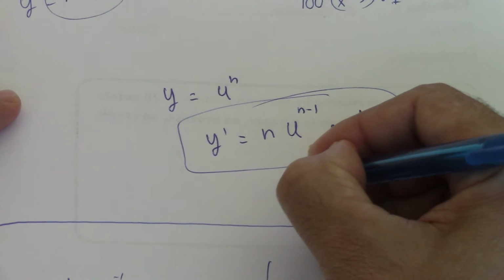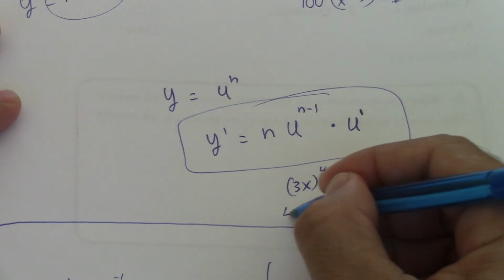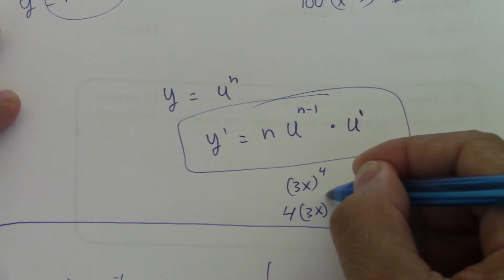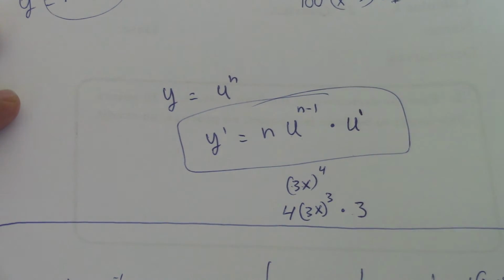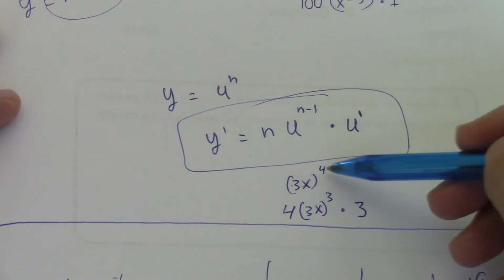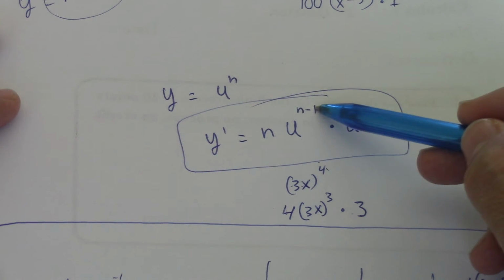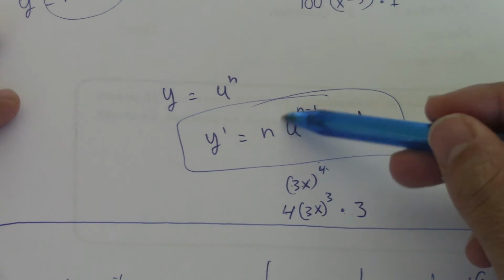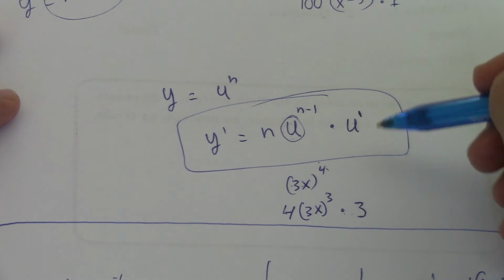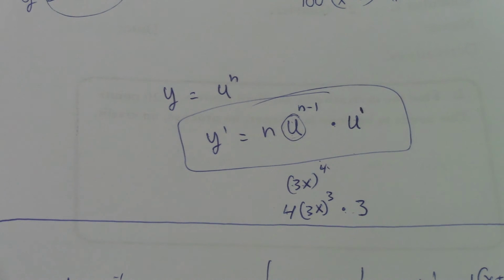So when you have 3x to the fourth, for example, the derivative is 4 times 3x to the third. 3x is u, times the derivative of u, that is 3. So the exponent, that is n, we move here to the coefficient and we subtract 1 from the exponent. So 4 moves here, 4 minus 1 is 3, times the derivative of this. And the derivative of 3x is 3. So that is the chain rule. That is one of the most powerful rules in the derivative.